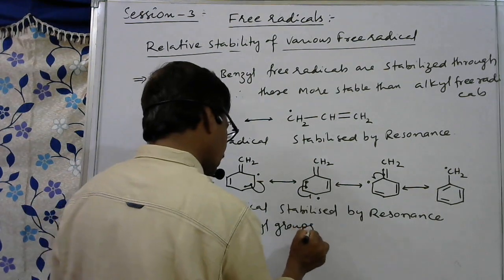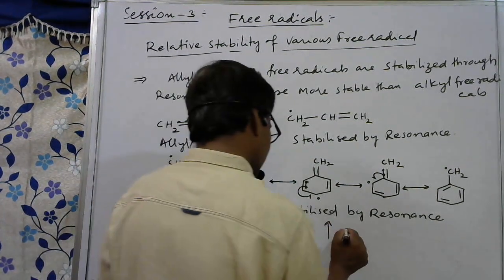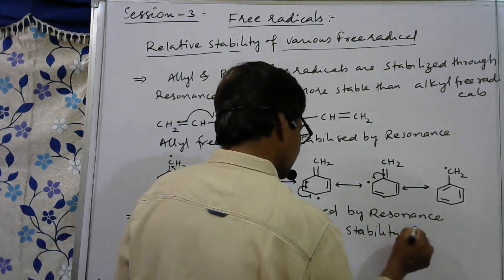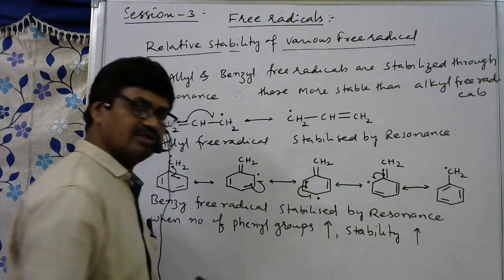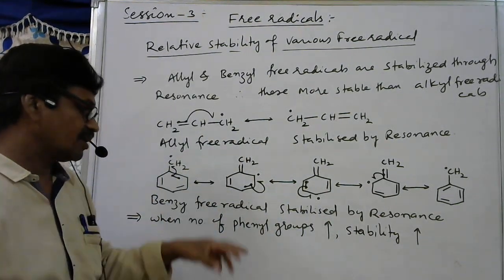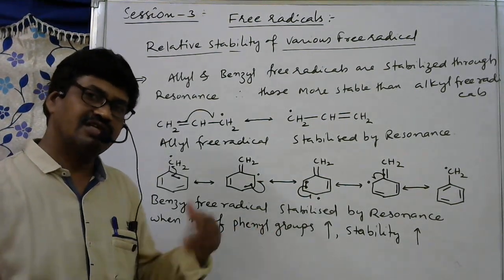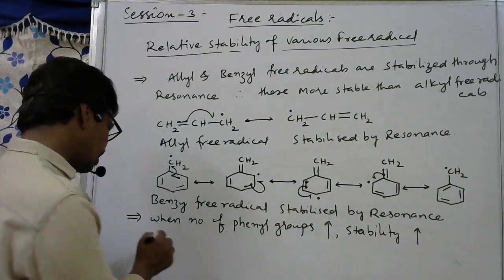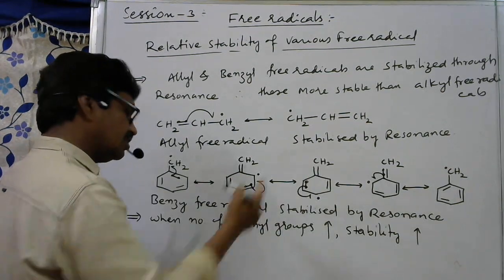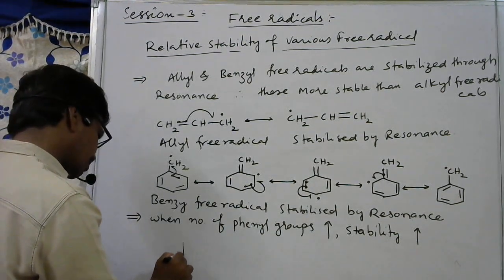When the number of phenyl groups increases, stability also increases. Why does stability increase? Stability increases due to the formation of more resonance forms. For one phenyl ring, 5. For two phenyl rings, it becomes 10. For three phenyl rings, still more. So by considering these, I am writing the order of stability of these.